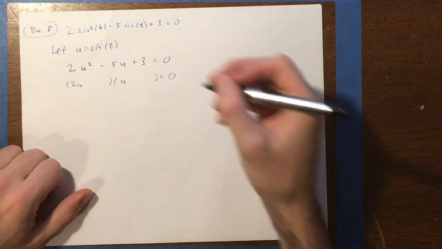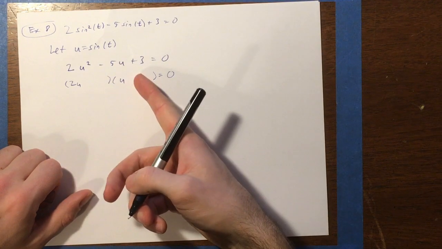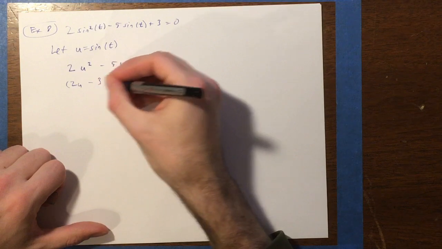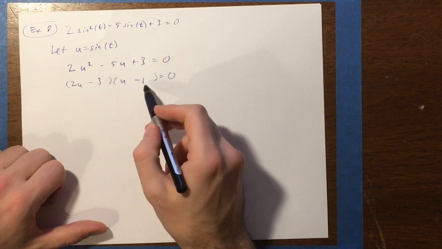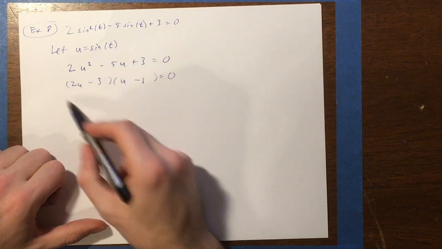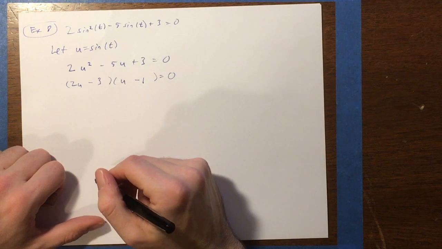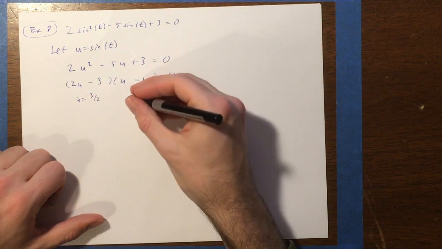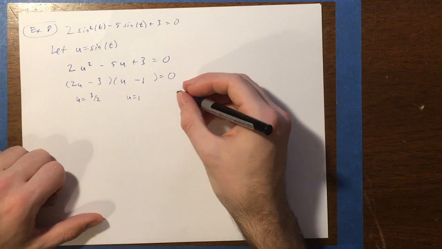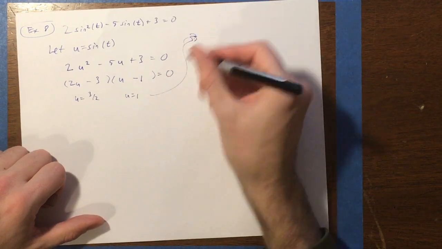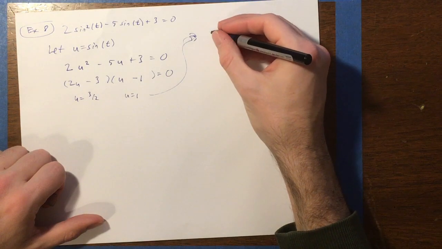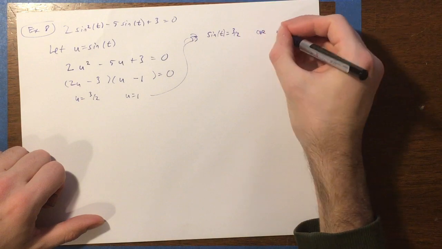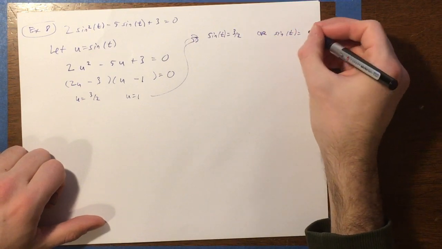It's going to have to be 2u and u, and then if you do some trial and error or reasoning here, you can figure out this is going to be 2u minus 3, and this is going to be u minus 1. So that it multiplies up to 3, but then we have negative 3 and negative 2 adding up to negative 5. So here we have two possible solutions. u is going to be 3/2, or u is going to be 1. All right, so that means since u is equal to sine of t, we have two possibilities. Sine of t equals 3/2, or sine of t equals 1.